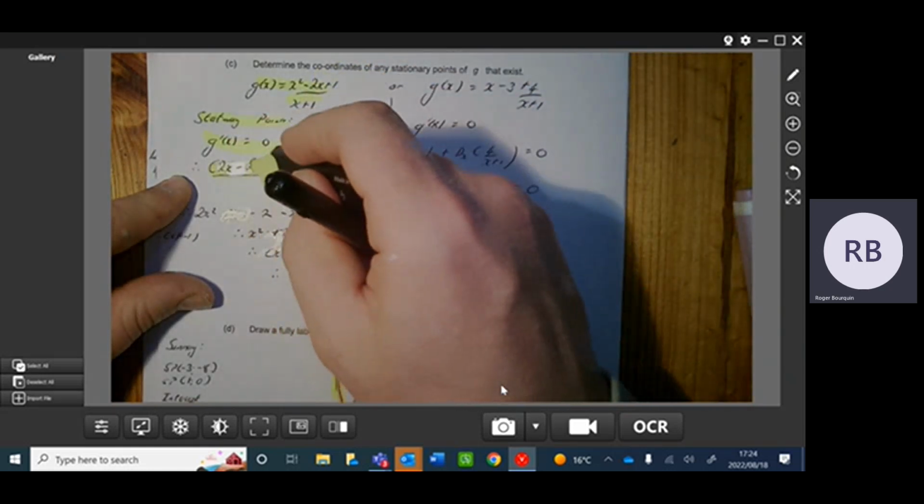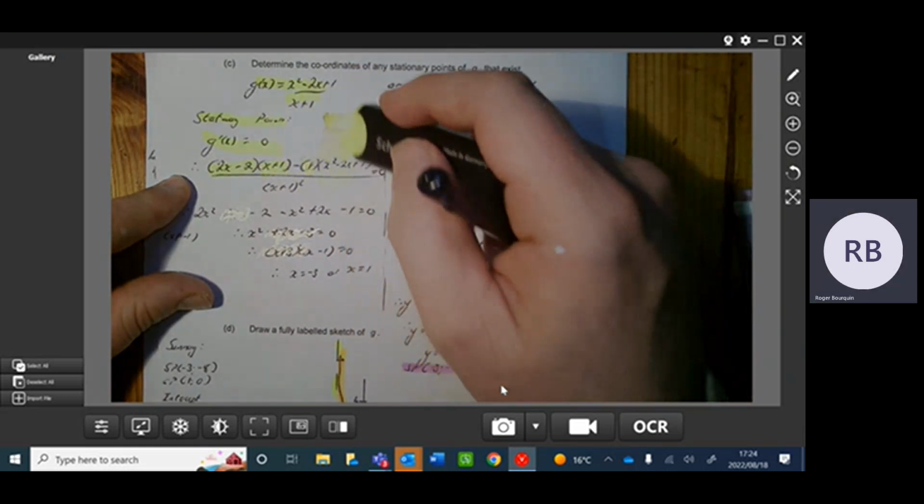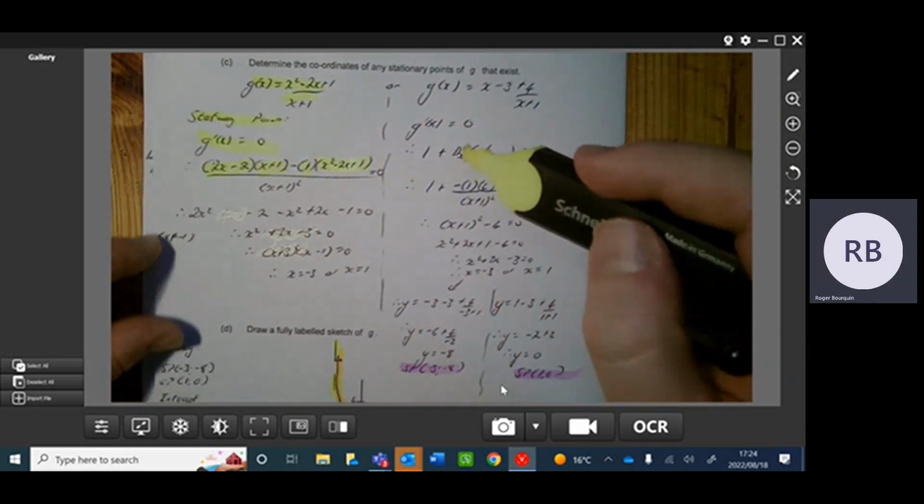I'm going to show you 2 ways. The one is to work with the original equation. So when does the stationary point happen? Stationary point happens when the gradient is equal to 0. What gives you the gradient?